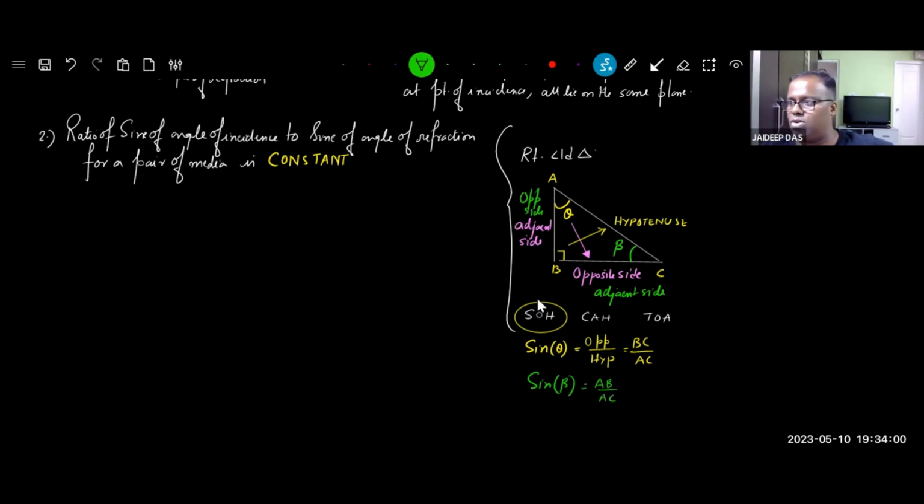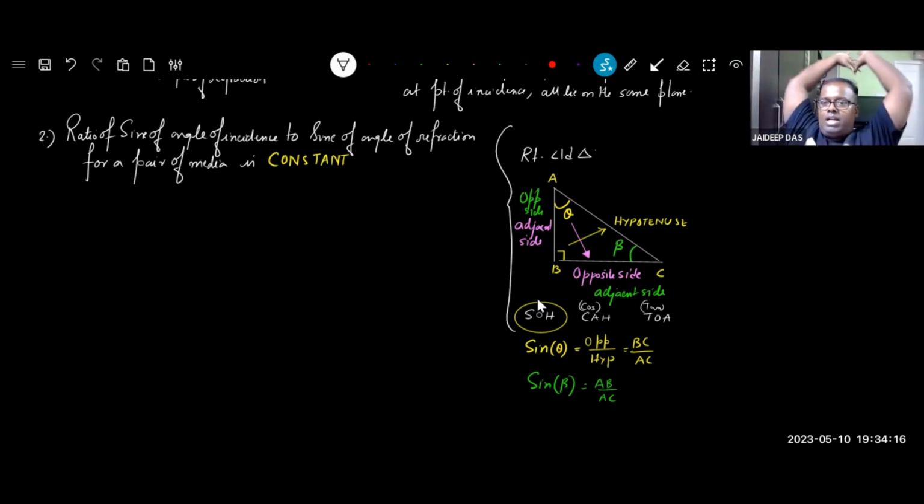Similarly, C stands for cos. CAH means cos. Cos is adjacent by hypotenuse, and TOA, T means tan. This is cos, this is tan. We'll see it later. Understood? Fair bit of idea about what is sine.